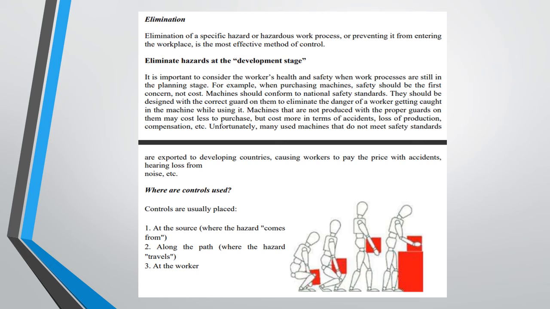Elimination. Elimination of a specific hazard or hazardous workplace, or preventing it from entering the workplace, is the most effective method of control. Eliminate hazards at the development stage. It is important to consider worker health and safety when work processes are still in the planning stage. For example, when you're purchasing machines, safety should be the first concern, not cost. Machines should conform to national safety standards.